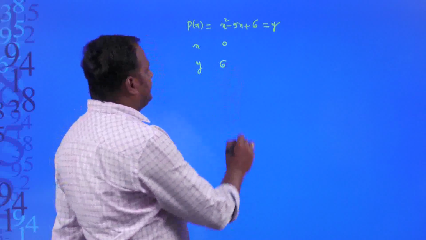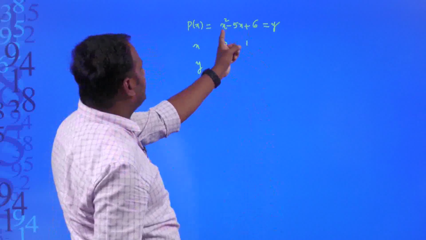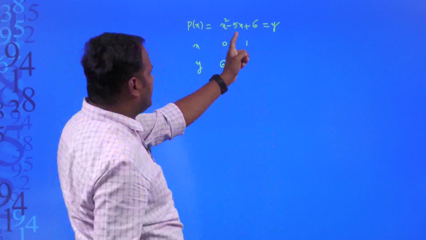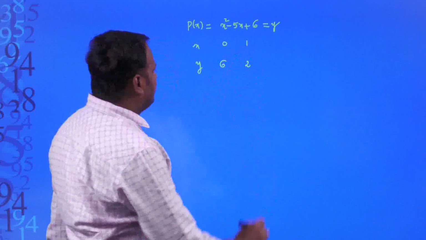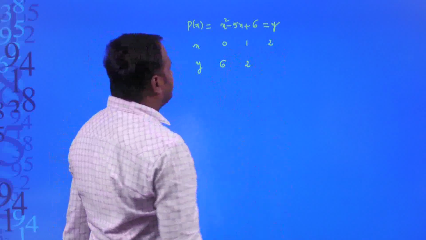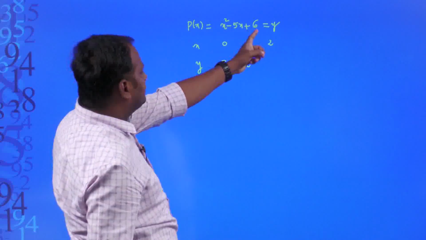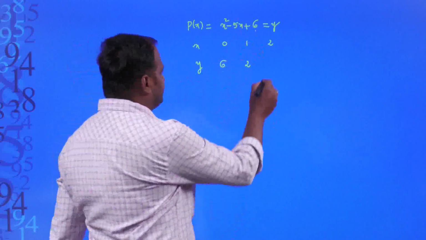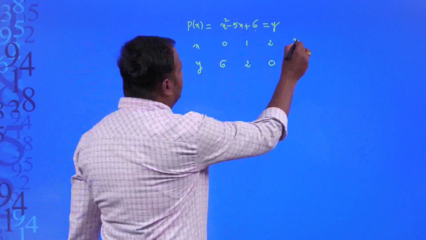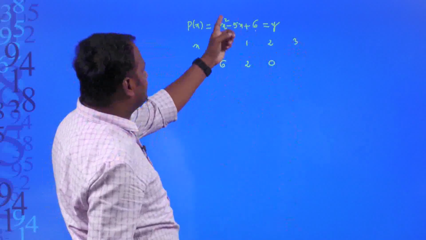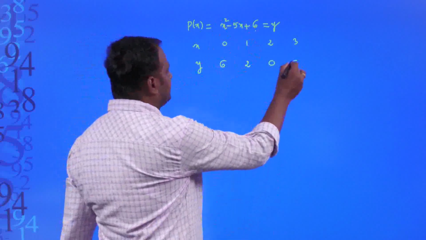Okay. I will take x is equal to 1. If I take x is equal to 1, then it would be 1 minus 5 is equal to minus 4. Minus 4 plus 6 is equal to plus 2. Okay. I will take x is equal to 2 now. If I take x is equal to 2, then 2 square is equal to 4, plus 6 is equal to 10, minus 5 2s are 10, 10 minus 10 equal to 0. And then if I take x is equal to 3, then 3 square is equal to 9, 9 plus 6 equal to 15, 5 3s are 15, 15 minus 15 is equal to 0.